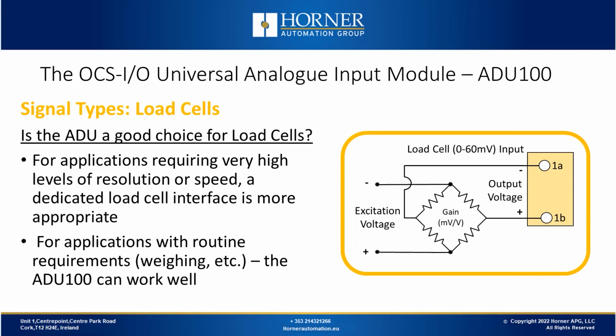Now, is the ADU a good choice for load cells? Well, if you have an application that requires very high update rates and very high resolution levels, then you're going to be better off with a dedicated piece of equipment that's going to interface with your load cell and will come up with a reading that you can pass on via another signal type or industrial network back to the OCS. However, if you have routine requirements and you don't need especially fast readings with high resolution, then the ADU100 will be a good choice.